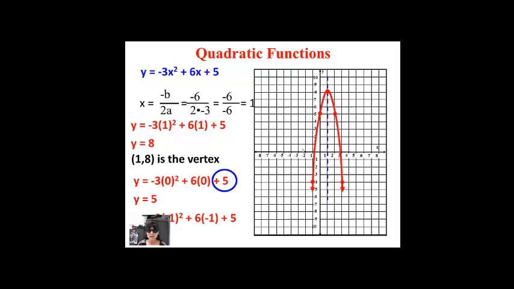Connect your dots. And there's your parabola. And we saw that our a value was negative 3, so since it's negative, it opens up downward, and that's what we ended up with. So that's an easy check.